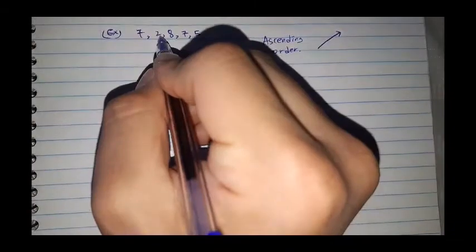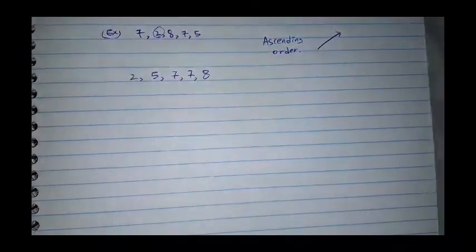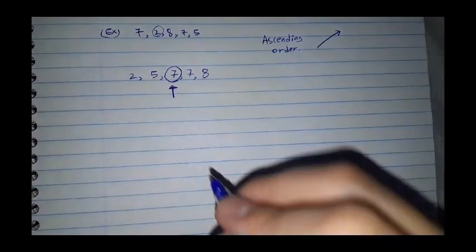Now, like I mentioned in the definition part, we have to arrange it in ascending order. Ascending order means it's like going down to up. You start with the low number and it increases. So starting with the smallest number, in this case 2, followed by 5, 7, 7, 8. And basically the value that's located exactly in the middle is known as the median.